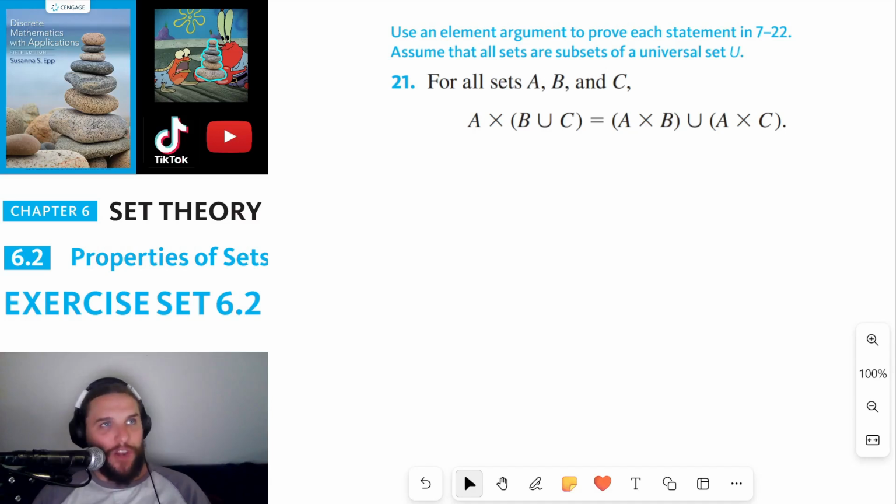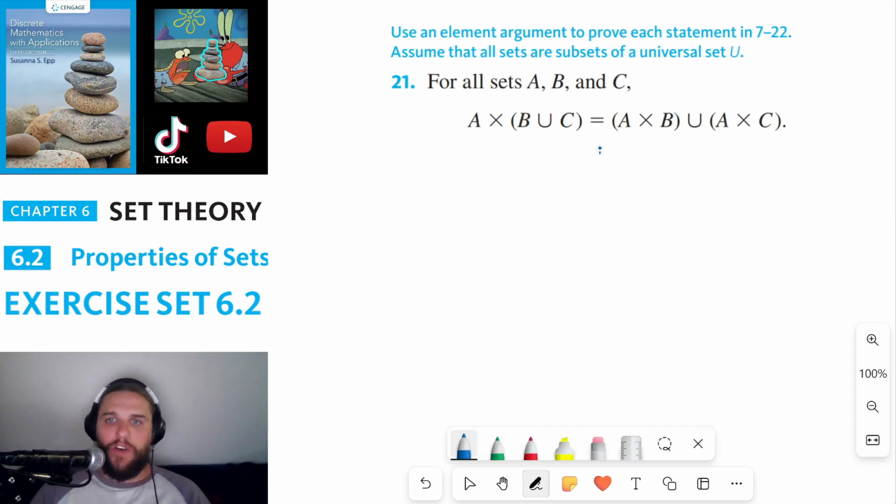Use an element argument to prove each statement in 7 through 22. Assume that all sets are subsets of a universal set U. For all sets A, B, and C, A cross (B union C) equals (A cross B) union (A cross C). So here we have set equality. We're proving that two sets are equal to each other.